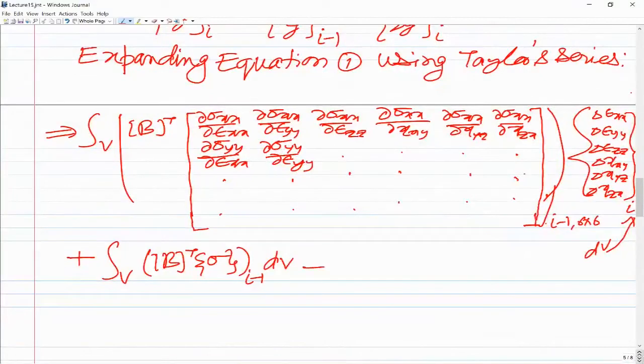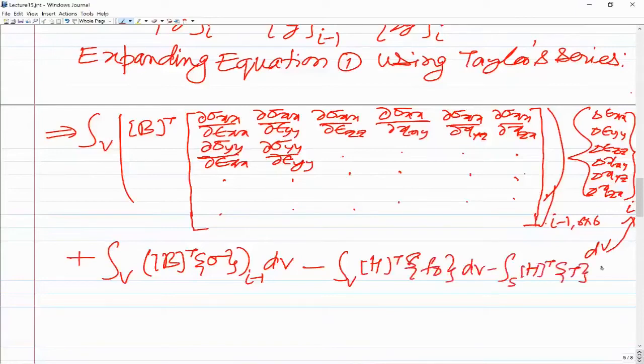And then of course, because we are assuming that the body forces and surface traction forces are independent of deformation, these remain the same. In solving an actual problem, we will divide the total load into a number of load steps, and then you will do these Newton-Raphson iterations for each load step. So we will have this load term: integration over volume of H transpose into FB dV, minus integration over surface of H transpose into T dS, and this is equal to a null vector.